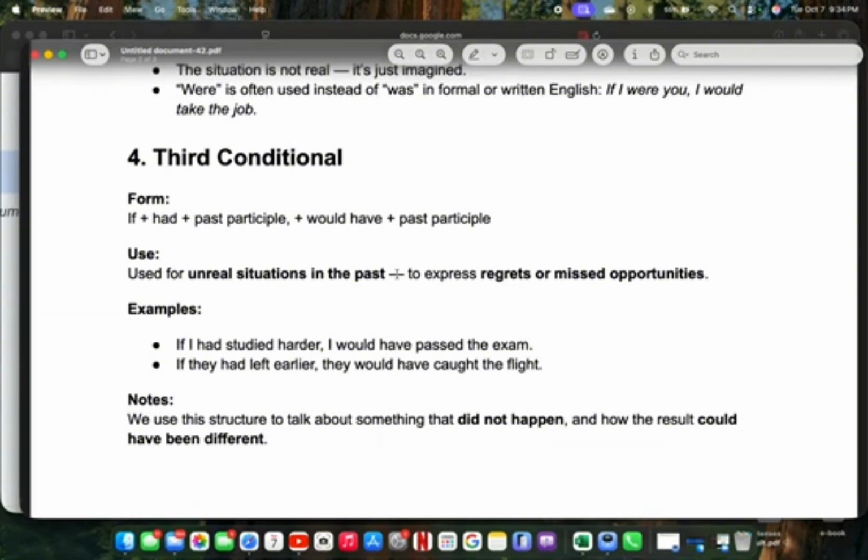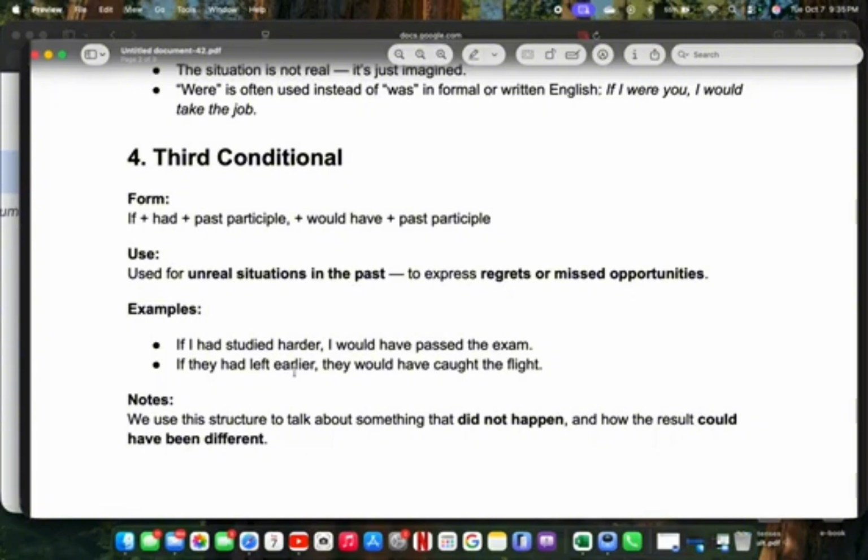Okay, to express regrets or missed opportunities. Okay, remember, kita guna third conditional ni untuk nak bagi tahu yang kita regret on the decision ataupun kita miss opportunities. Okay, if I had studied harder, I would have passed the exam. Okay, this is like one of the mistakes that a lot of people do sebab diorang akan confuse antara third dan juga second conditional. Remember, second conditional untuk benda yang present, third conditional untuk benda yang dah berlaku, past. Okay, if I had studied harder, I would have passed the exam.